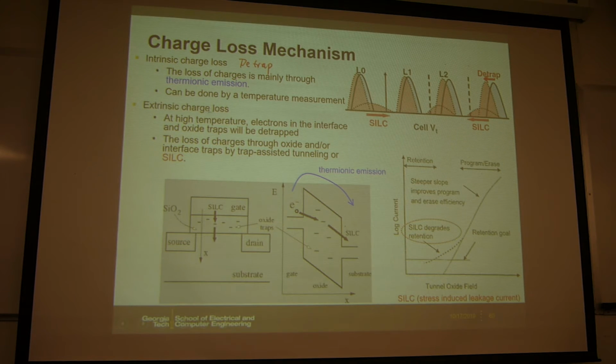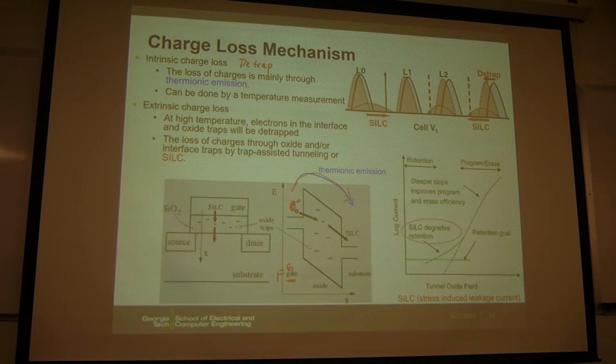And there's another mechanism for the electrons to, let's say, move from the floating gate to the channel. That is through this defect of the oxide. So basically, the electrons, this is the floating gate, and then if you have temperature, so electrons will jump over this barrier of the thermal oxide. So this is due to the thermal process.